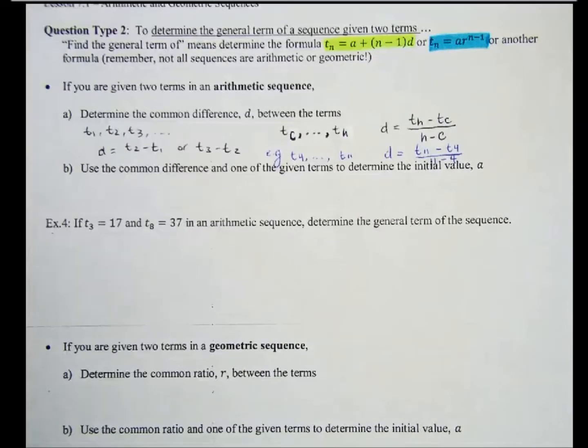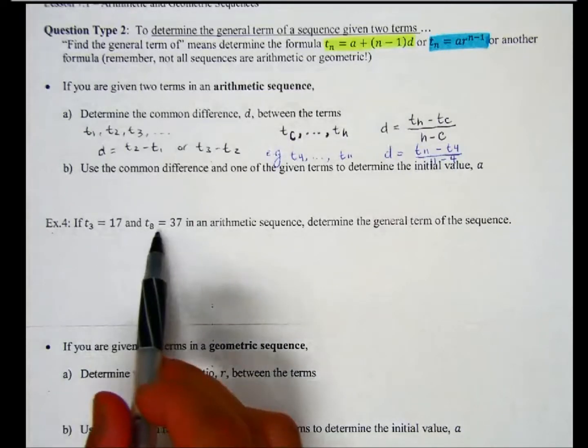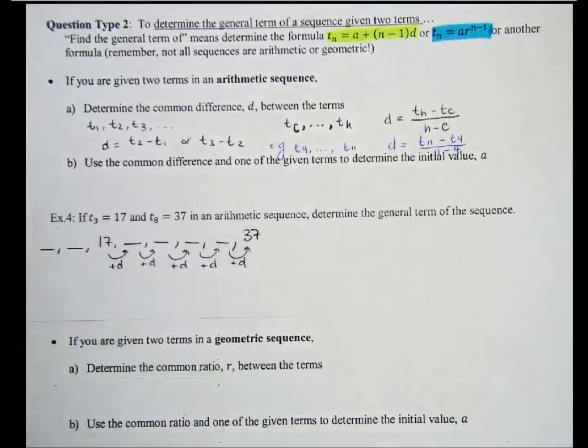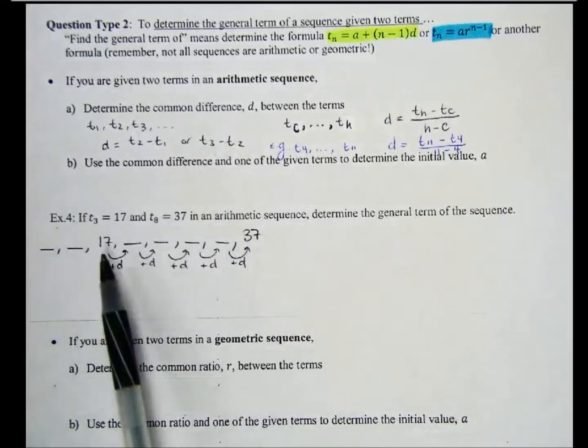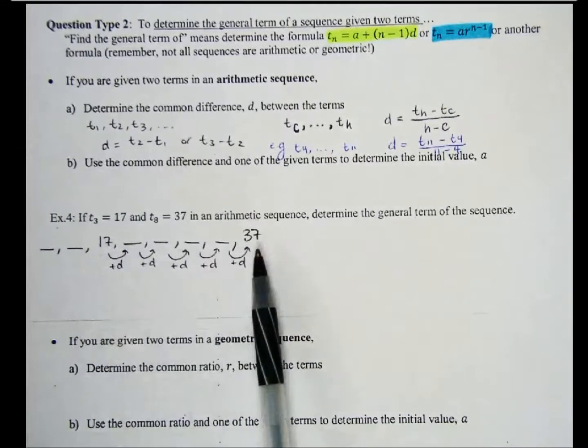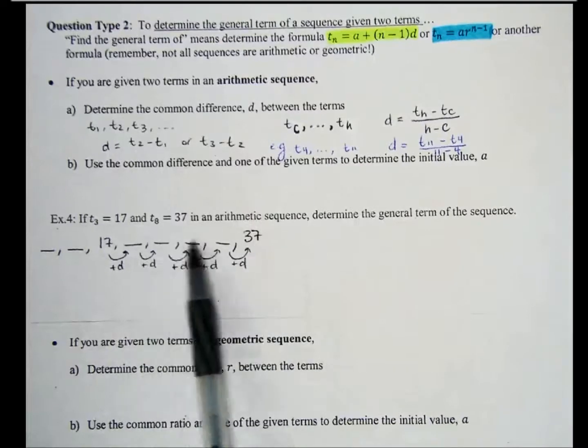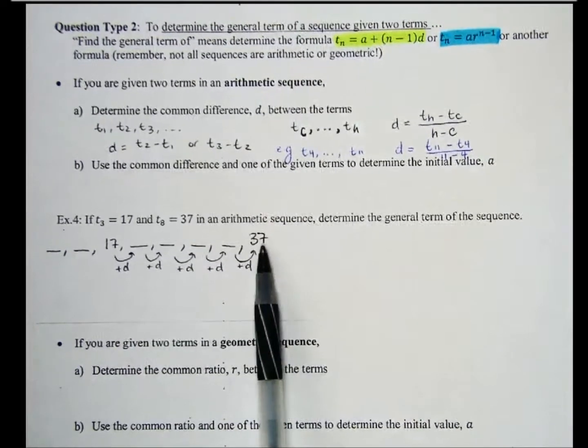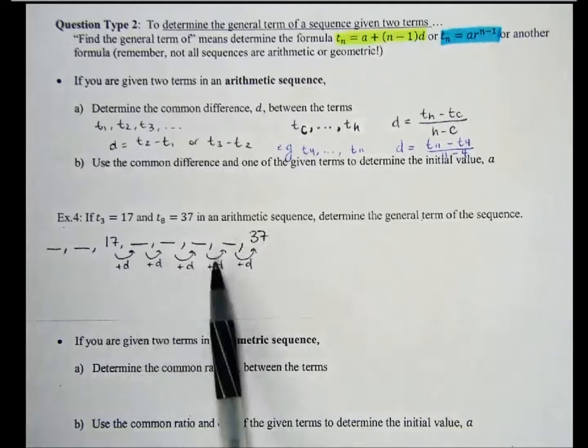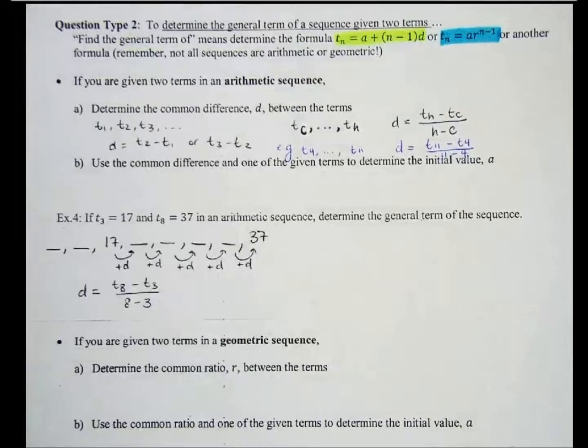Once you've done that, you can use the common difference and one of the given terms to determine the initial value a. So let's go over this example. Given the 3rd term as 17 and the 8th term as 37. This means that there are 1, 2, 3, 4, 5 skips in between those terms. So you've added d 5 times.